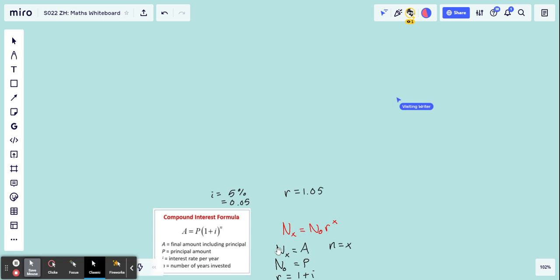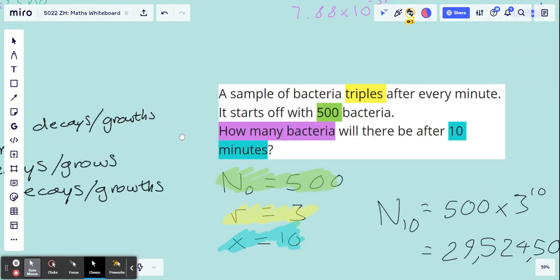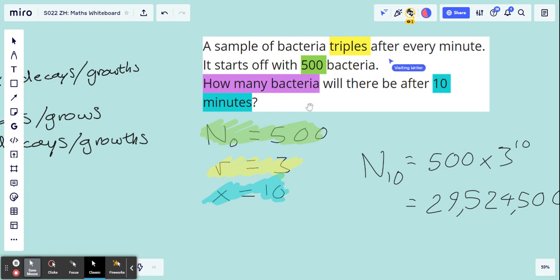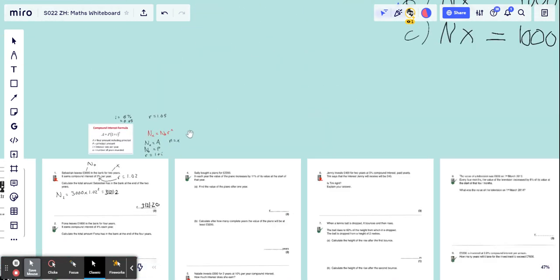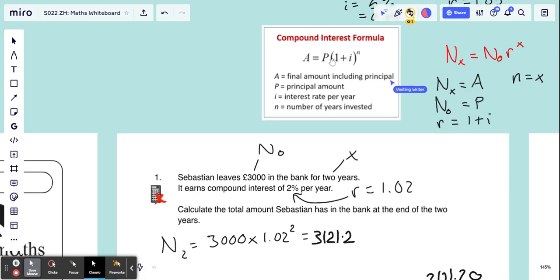But we do need to be aware of both formulas, because if we're doing questions like this, a sample of bacteria triples after every minute, then the percent formula I just showed you isn't going to work. I mean, you could still adapt it. If it triples, then it's increased by 200%. It had the original 100%, plus another 200, so the new percent will be 300%. But you can see why in that version of question I use my formula, whereas in these versions of questions, it makes more sense to do that.